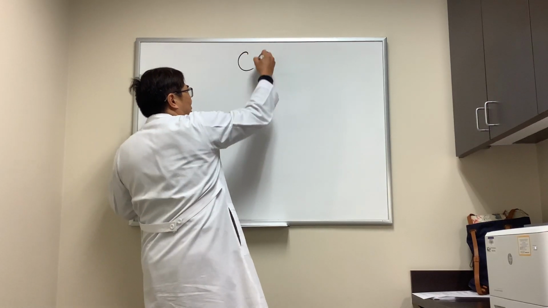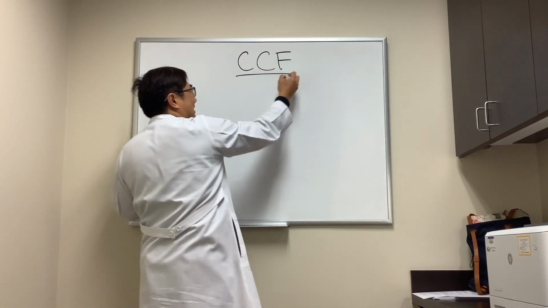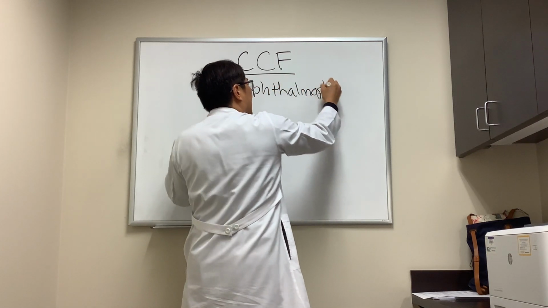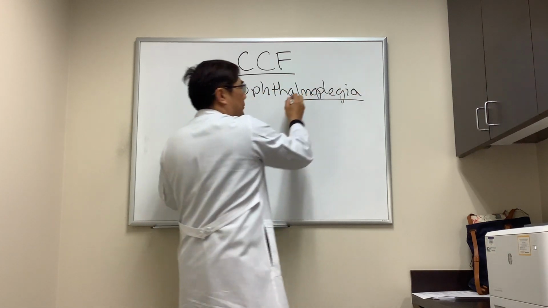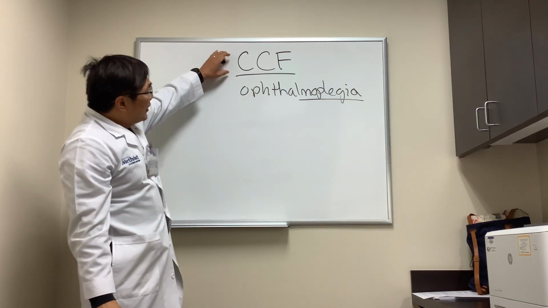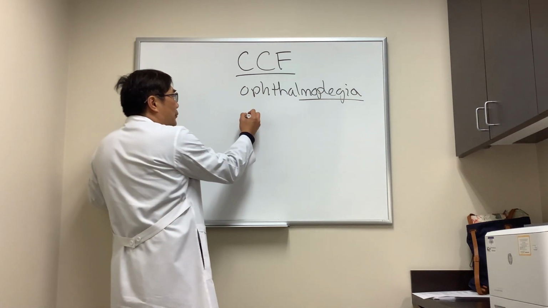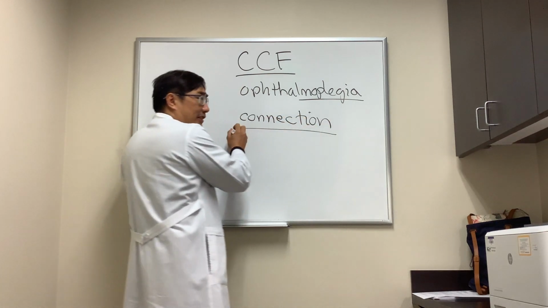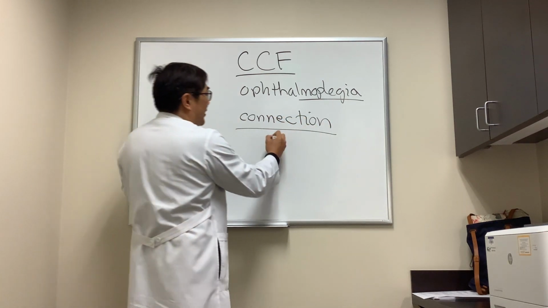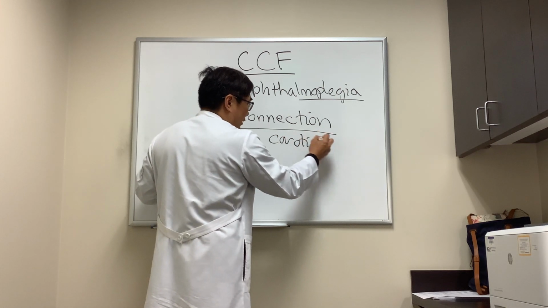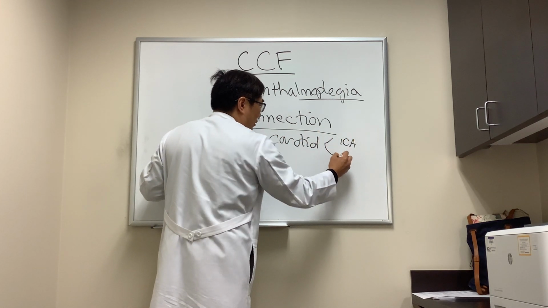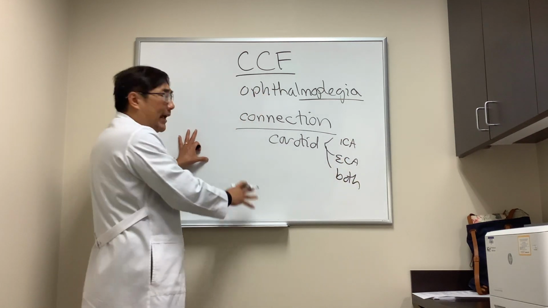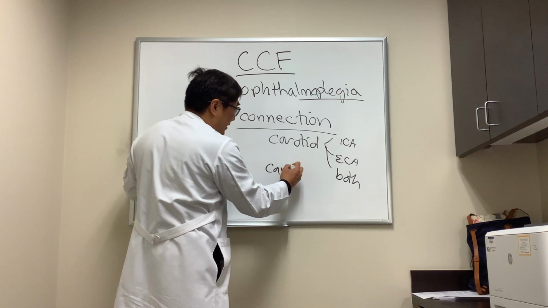So someone wanted to know how a carotid cavernous fistula, a CCF, can cause ophthalmoplegia. And ophthalmoplegia just means the eyes aren't moving properly. The carotid cavernous fistula is an abnormal connection between the artery and the vein without an intervening capillary bed. The artery is the carotid artery or its branches, so either the internal carotid artery, the external carotid artery, its branches, or both. And the vein is the cavernous sinus.